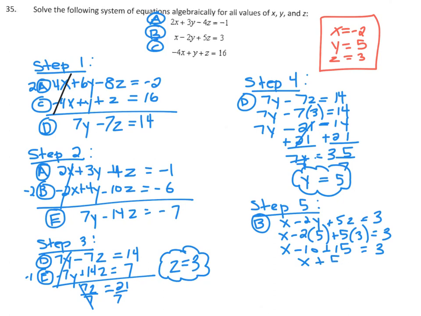So we have x plus 5 equals 3. And then if we subtract 5 from each side of the equation, look at this, we wind up with x equals negative 2, which matches up with what we have up here.